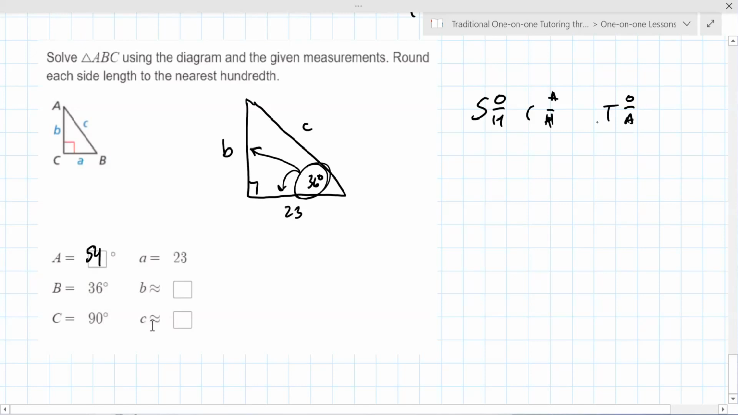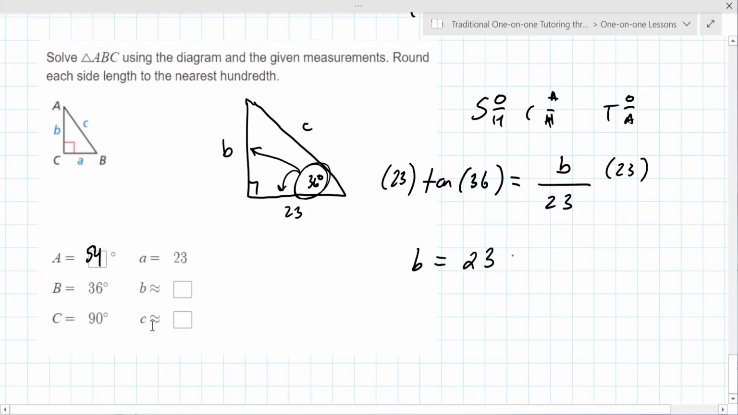Right. So that means we're going to use tangent. We write tangent 36 equals opposite B over adjacent 23. And this time the variable's in the numerator, so we don't have to swap positions. We just have to clear that 23 by multiplying both sides by 23. So B equals 23 tangent 36. 16.71. Okay.